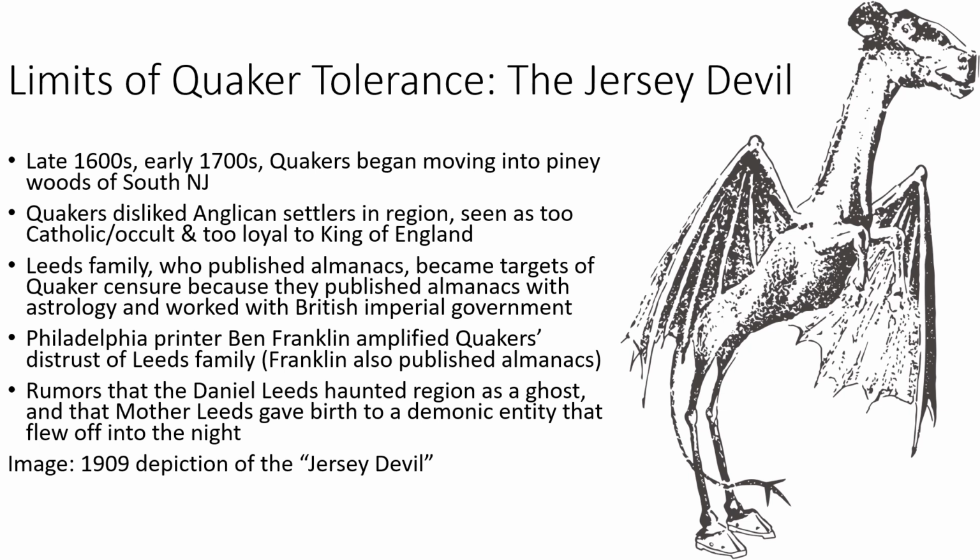So there's a lot of things that we can congratulate the Quakers for: setting up a more tolerant colony in Pennsylvania, for being more committed to nonviolence than other English colonists. But there are limits to their tolerance. Things like the fraudulent Walking Purchase, their engagement in the slave trade, and then how they interacted with the colonists of New Jersey as seen through the mystical Jersey Devil story.